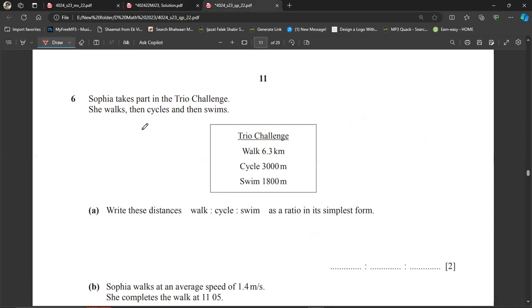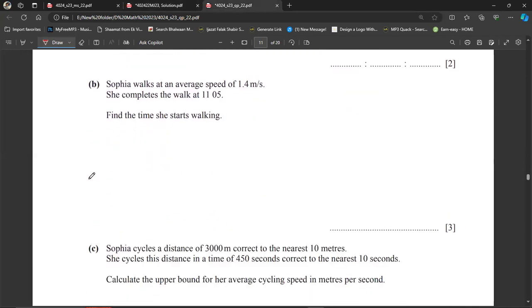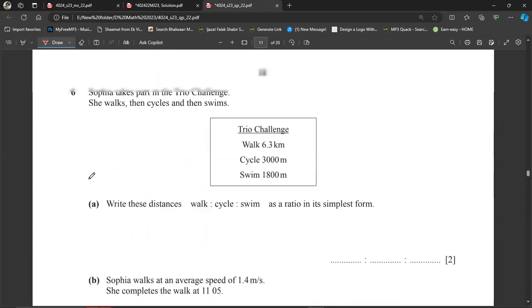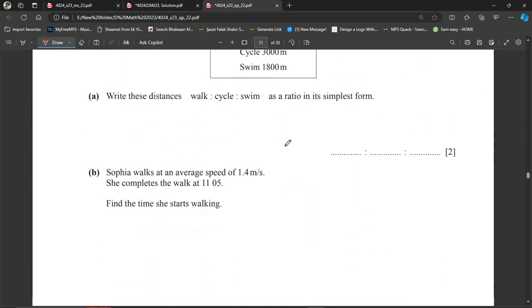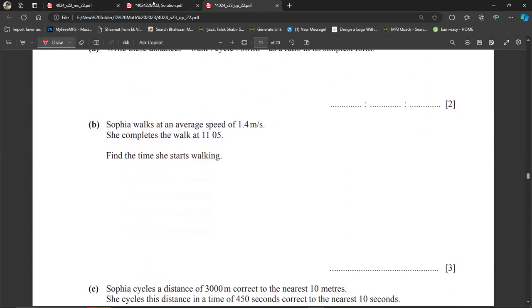So then we have question number 6, and it's the B part. He says, Sophia walks at an average speed of 1.4 meters per second. She completes the walk at 11:05. Find the time she starts walking. Okay, so the walking is 6.3 kilometers. In meters, it is 6,300 meters. And we know the speed of her walking is 1.4 meters per second.